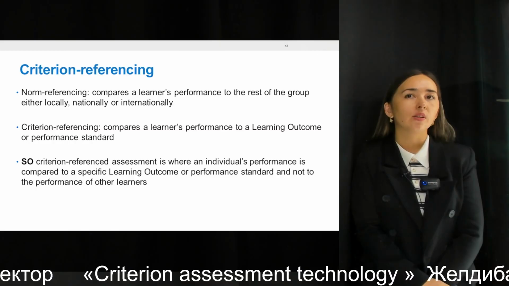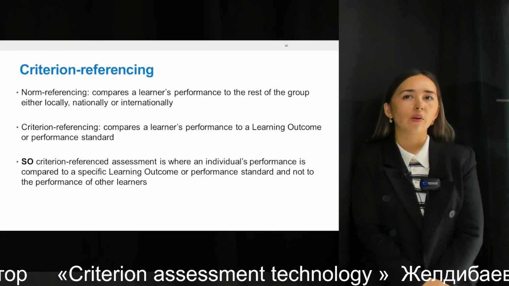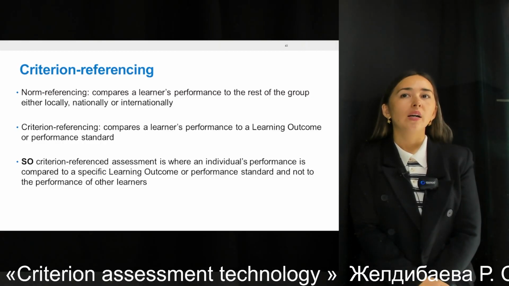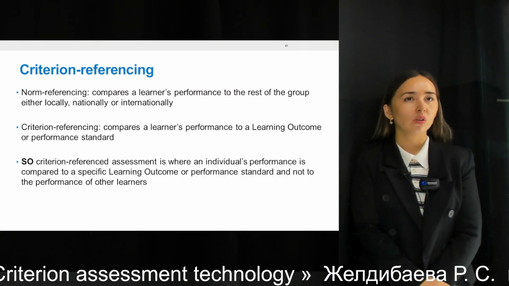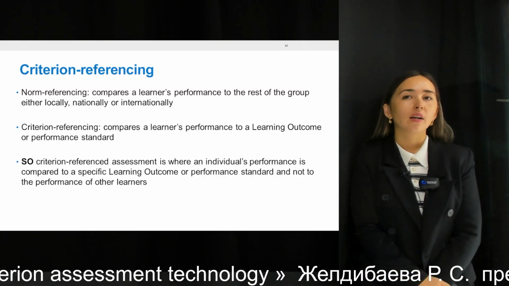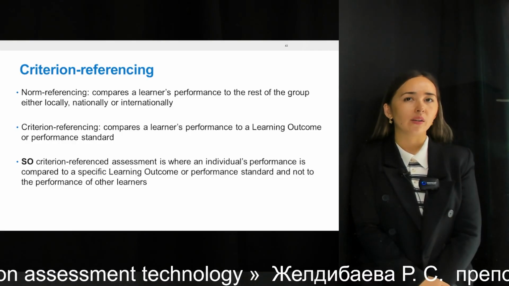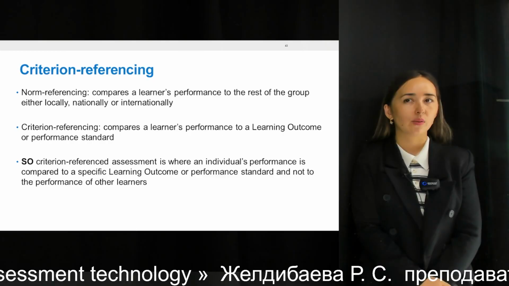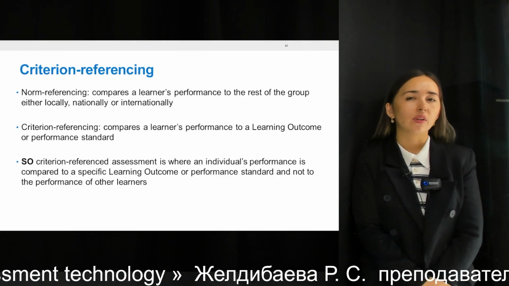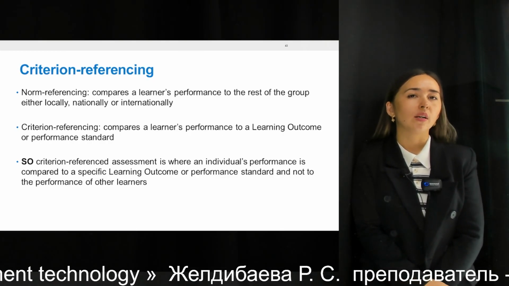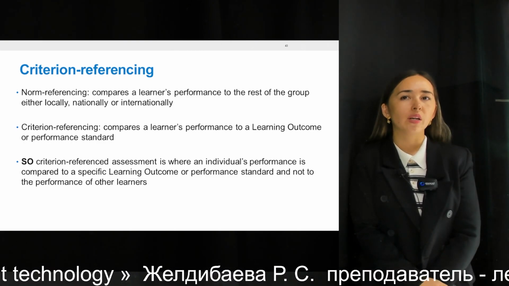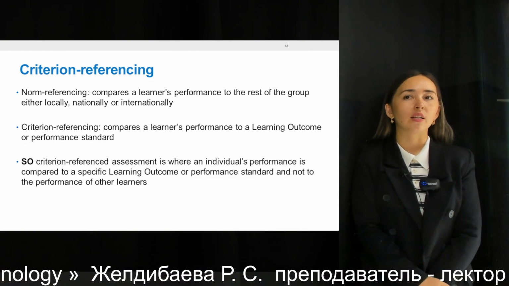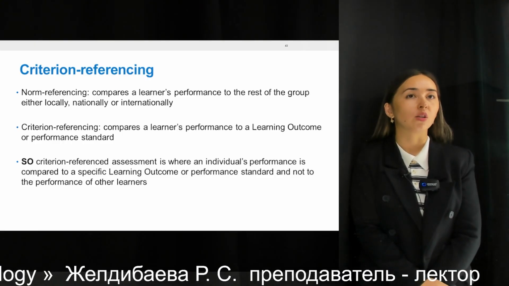So, criterion referencing. Norm referencing compares a learner's performance to the rest of the group, either locally, nationally, or even internationally. Criterion referencing compares a learner's performance to a learning outcome or performance standard. Criterion-referenced assessment is where an individual's performance is compared to a specific learning outcome or performance standard and not to the performance of other learners.